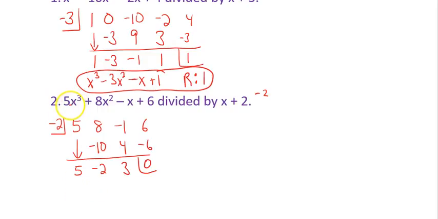I had a problem that was an x cubed, so I'm going to start my answer with x squared. So 5x squared minus 2x plus 3. You use the sign of the number here. And so that is my answer in this case with no remainder.